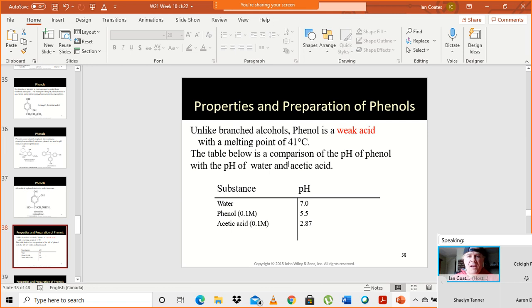Unlike branched alcohols, phenol is a weak acid. Okay, it's not a great acid, but it's a weak acid, all right? And it has a melting point of 41 degrees Celsius. So the table below is a comparison of the pH of phenol with the pH of water. And you'll see here that normal water has a pH of about 7. Phenol itself is naturally acidic, slightly. Okay, it has a pH of 5.5. And vinegar has a pH of 2.87, about the same as Coca-Cola.